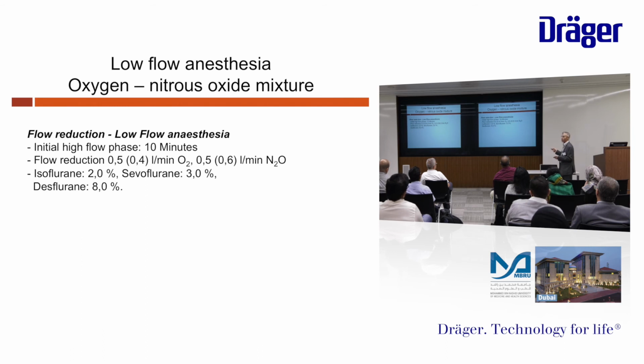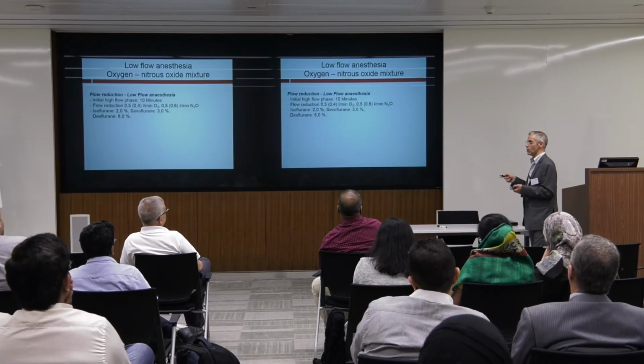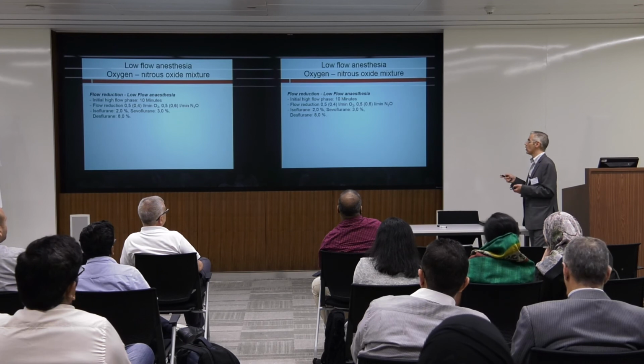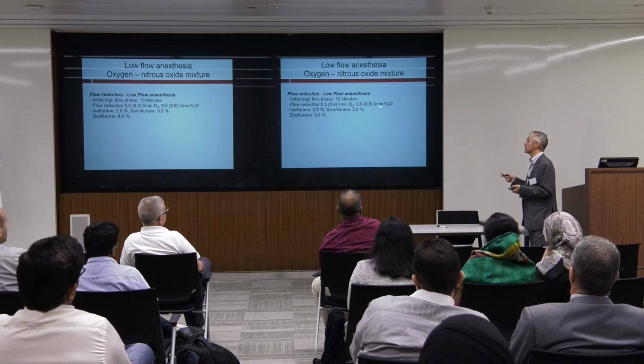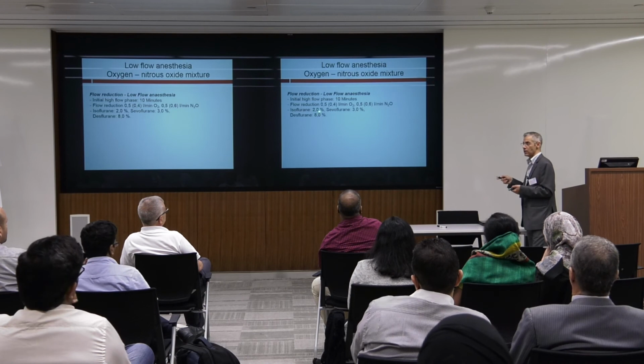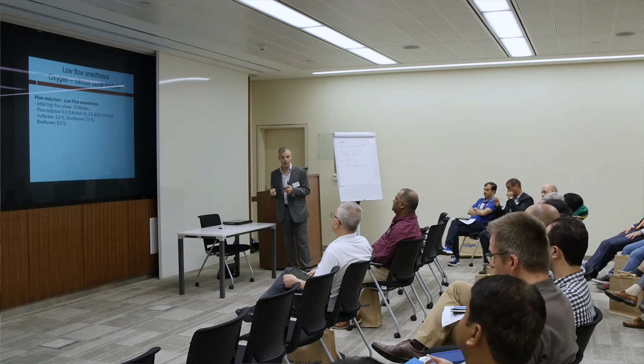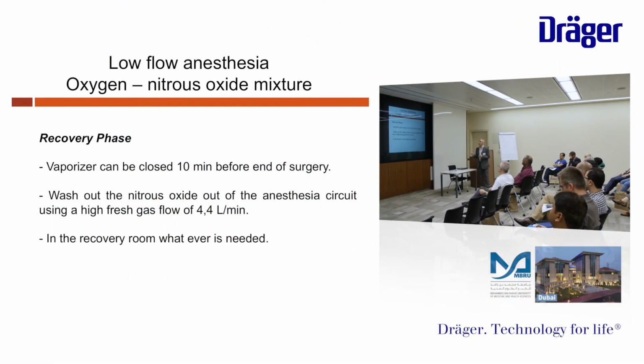Then, after the 10 minutes, after stabilization of everything, after we reached the wanted concentration of the volatile anesthetic, we reduce the flow to 1 liter, which is going to be 0.4 to 0.5 oxygen and 0.5 to 0.6 nitrous. And we will increase the isoflurane to 2% or sevoflurane to 3% and desflurane to 8%. At the recovery phase, we usually close the vaporizer 10 minutes before the end of the surgery, and we increase again at the end of the surgery the fresh gas flow up to 4.5 or 5 liters.